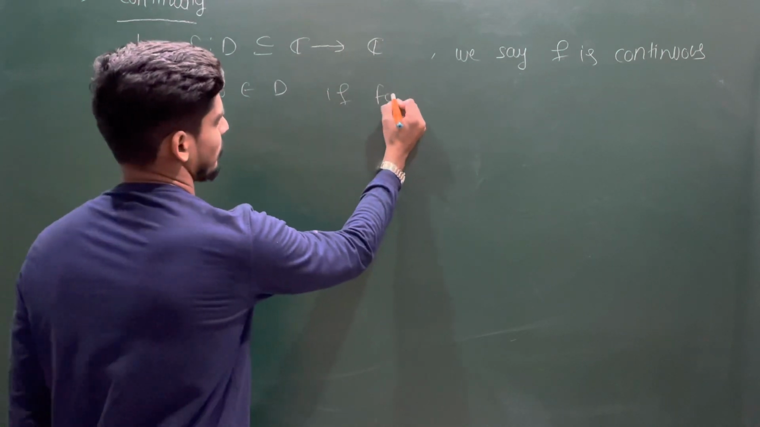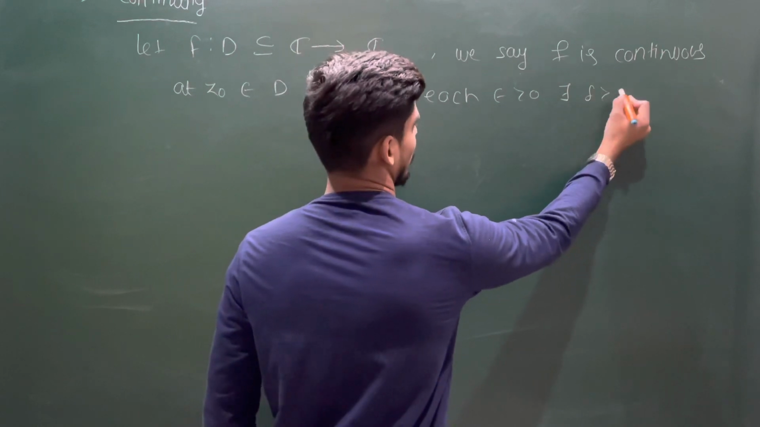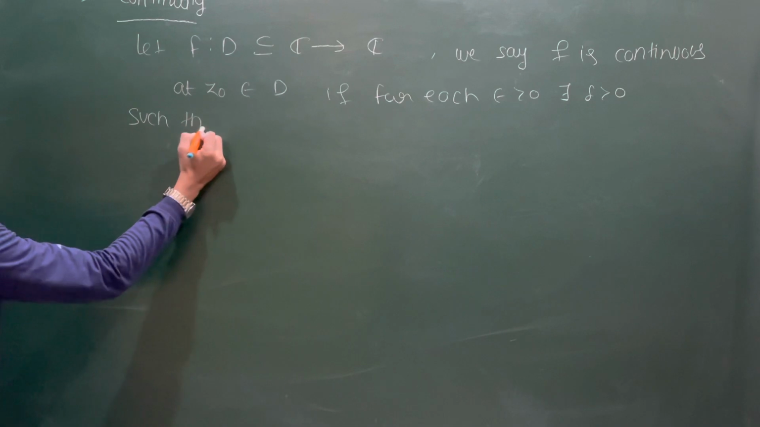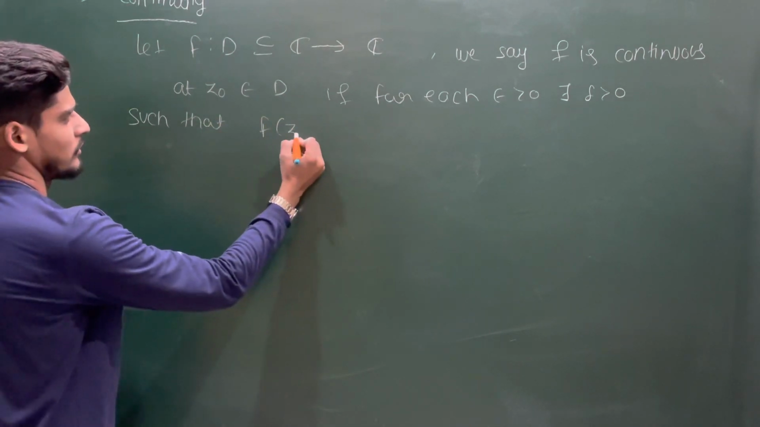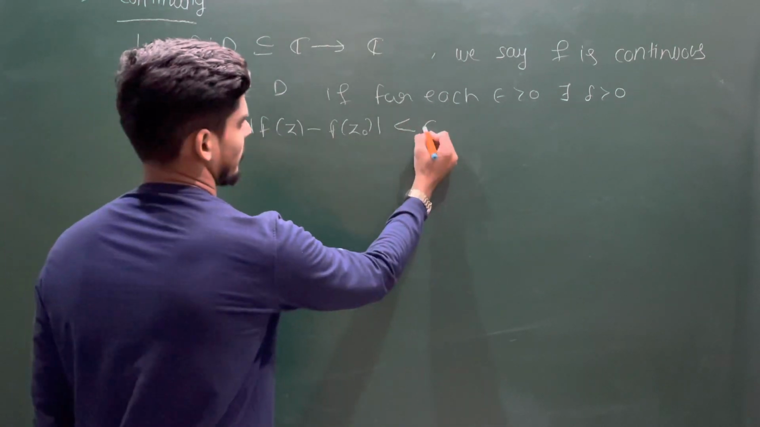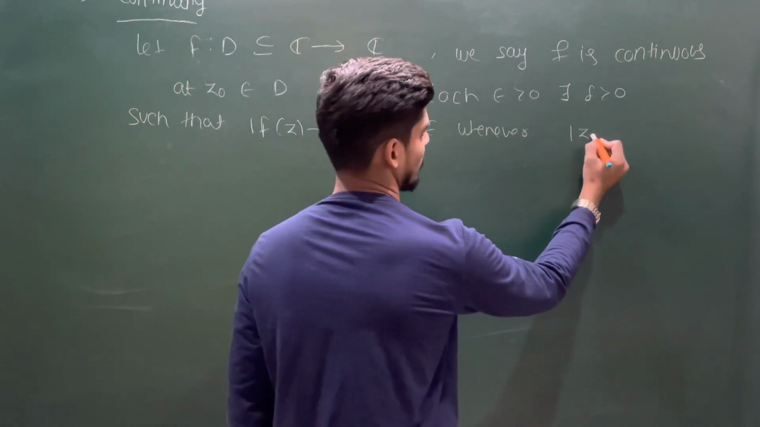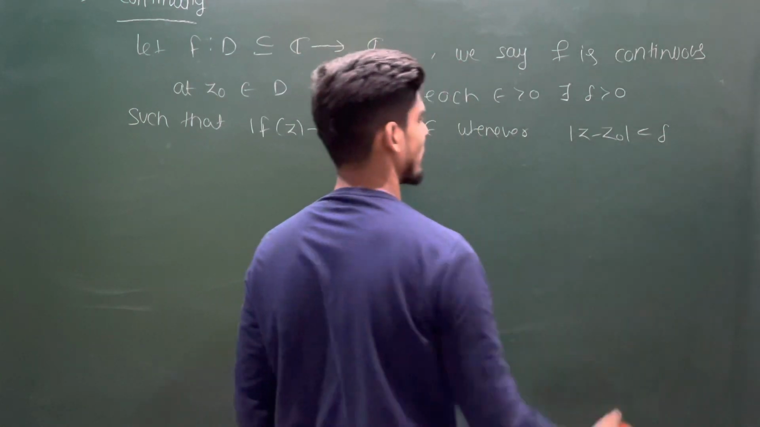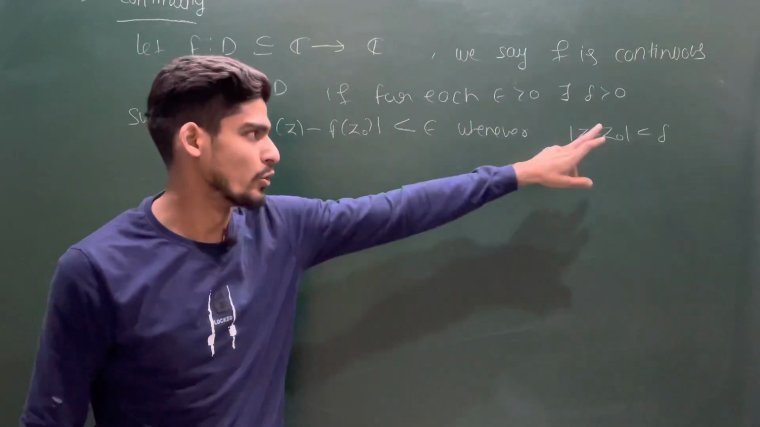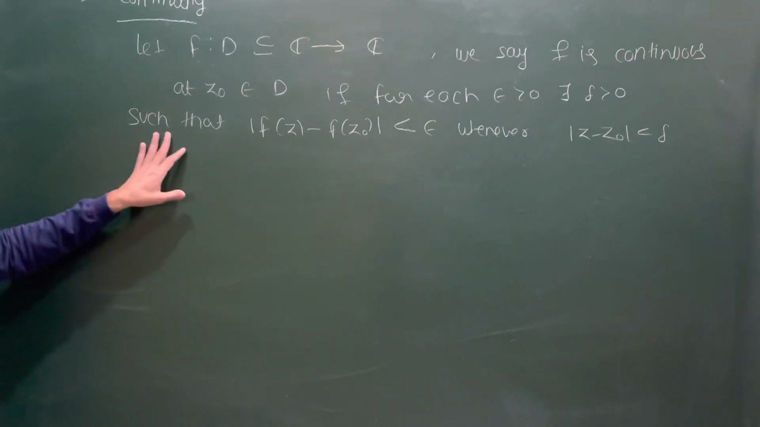If for each epsilon positive, there exists a delta positive such that |F(z) minus F(z0)| is less than epsilon whenever |z minus z0| is less than delta. You should not write here 0 less than |z minus z0|, because you can include your z0 now in your domain. So this is the definition for continuity.